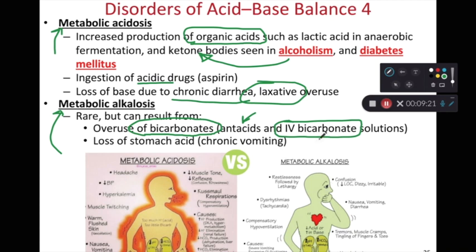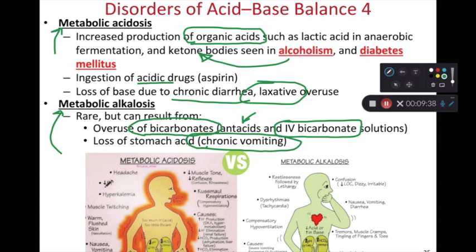Or if somebody has chronic vomiting, if you vomit too much, you lose the hydrochloric acid from your stomach, resulting in an overall net reduction of the amount of acid in your body, shifting your overall body's pH to become more alkaline or more basic.